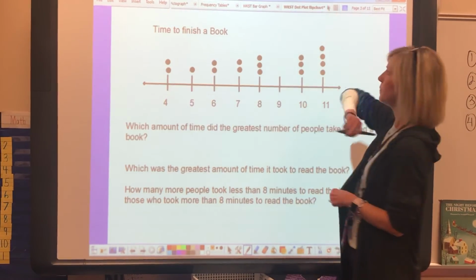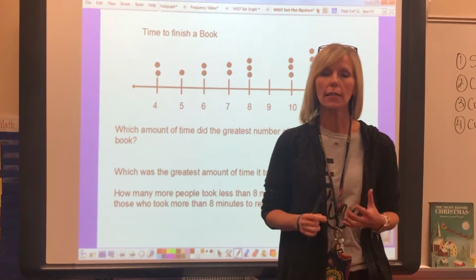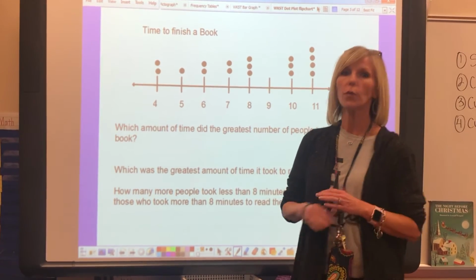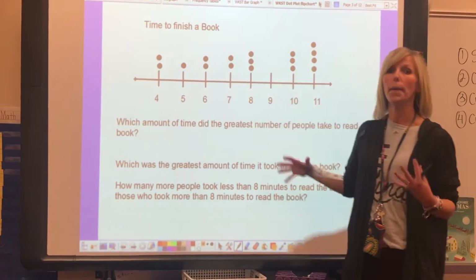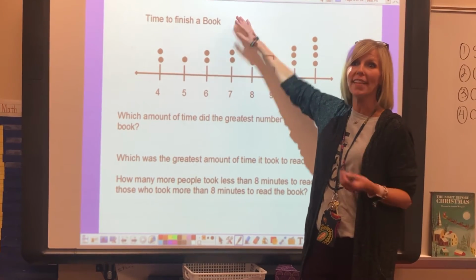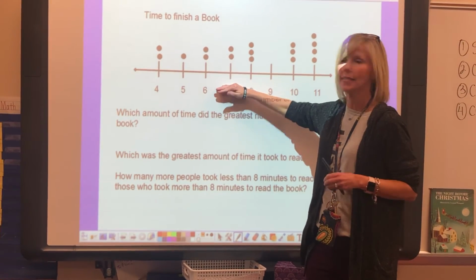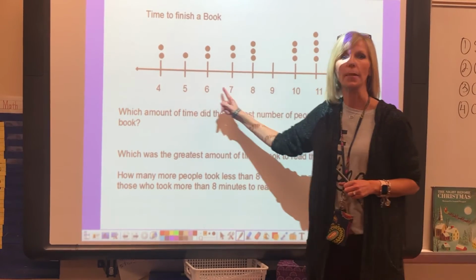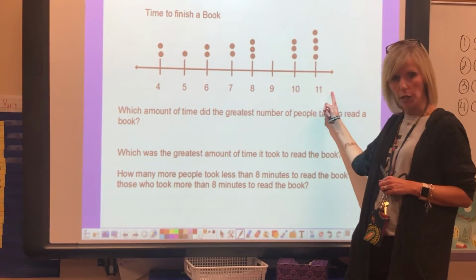And the last one is a dot plot. This one's a little different because we're not talking about things, we're talking about a quantity, a number. So, time to finish a book, that's our title. That is what the number line represents. So each of these numbers represents the minutes it took to finish a book.